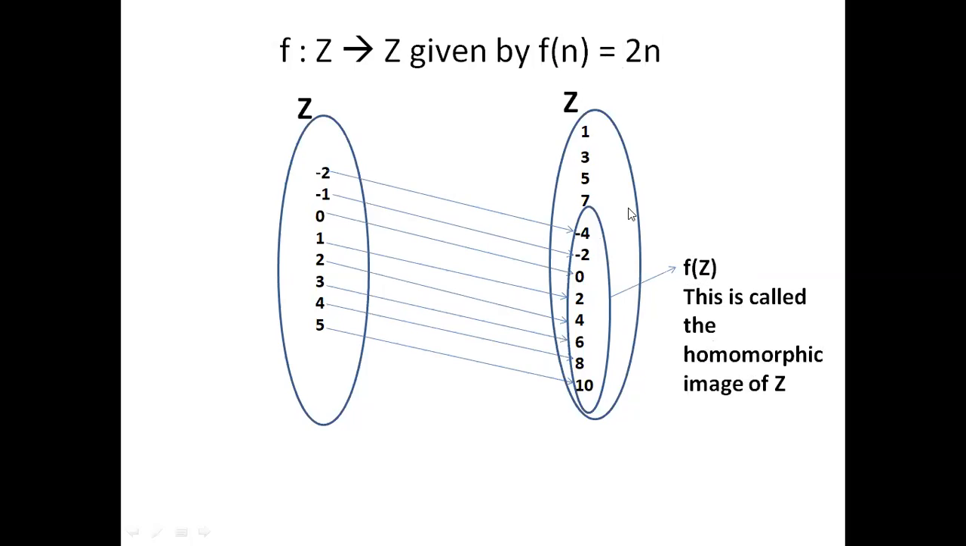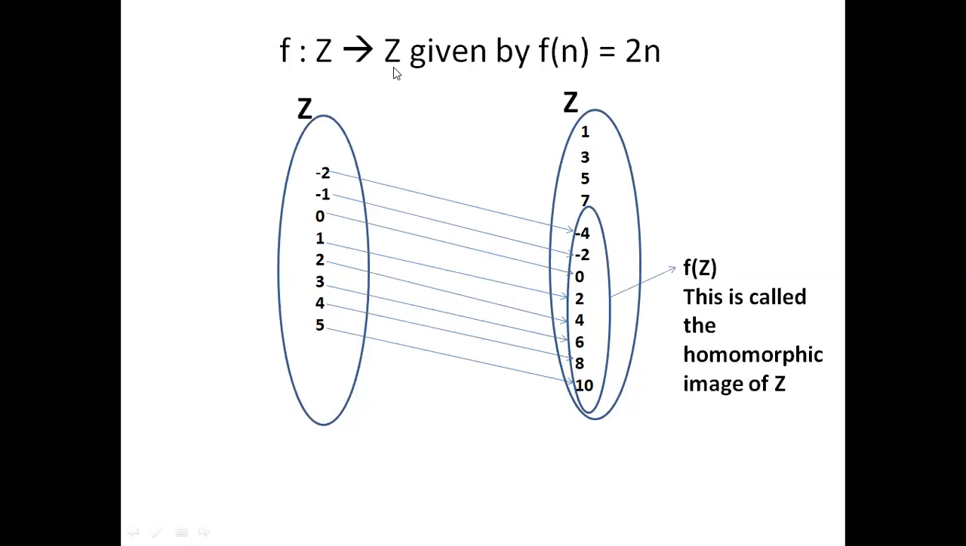And see here, f of Z is a subset of Z, because you have other elements, 1, 3, 5, 7 and so on. All the odd integers are still there. So f of Z is a subset of Z. In fact, f of Z will be a subgroup of Z also. So remember that all the images of Z under this mapping are called the homomorphic image, under the condition that f has to be a homomorphism.